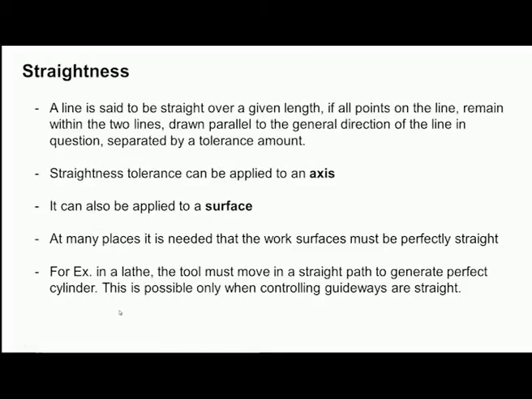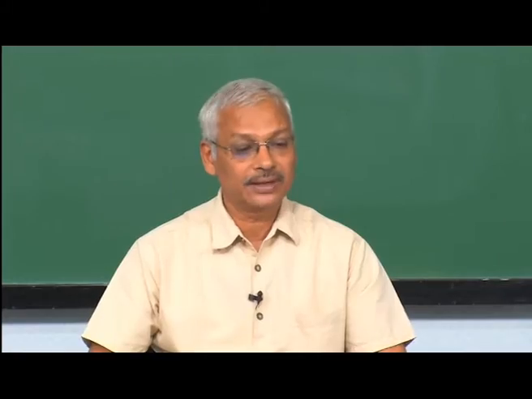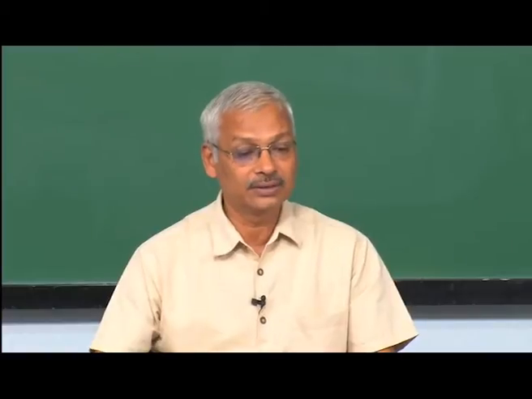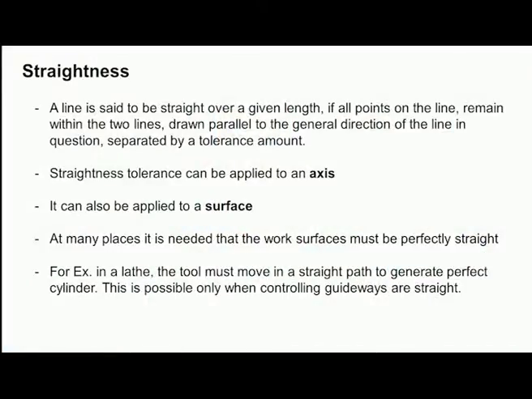Now let us move on to the geometric feature straightness of the component. Let us try to understand the meaning of straightness. You can see here a line is said to be straight over a given length if all points on the line remain within the two lines drawn parallel to the general direction of the line in question, separated by a tolerance amount. For example, this is the general direction of the line, and on this line we have many points, maybe peaks and valleys.